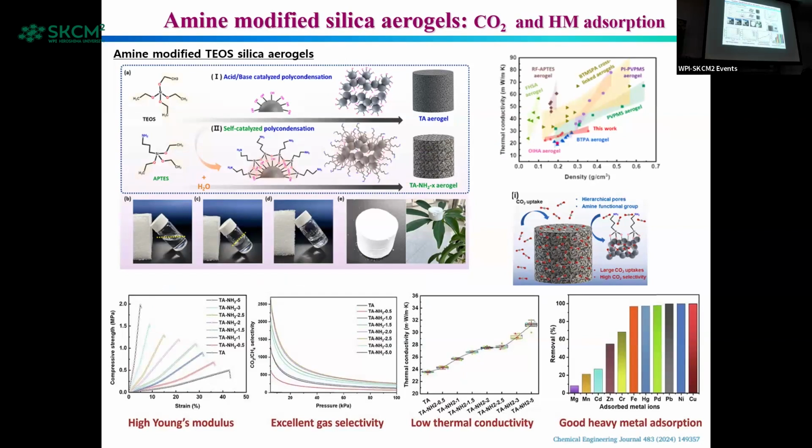Again, we did amine modification. Amine groups are very good for capturing CO2. So we did this study on carbon dioxide capture and heavy metal removal. We used a normal silica precursor and compared it with APTS-modified silica. This material gives us a good result because the amine groups are on the surface and have high affinity with carbon dioxide, so that's why they can capture it. We used this material for CO2 gas selectivity and adsorption, as well as heavy metal removal. You can see mercury and lead removal is possible using this type of amine-modified silica aerogel.